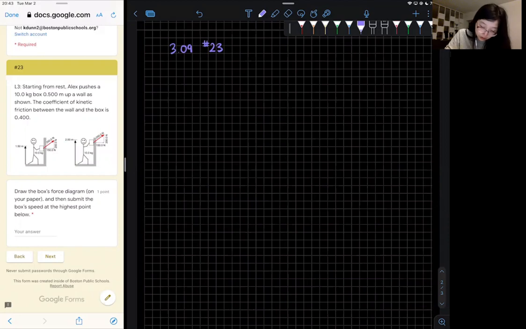This is 3.09, number 23. So Alex is pushing a 10 kilogram box some distance up a wall, and the coefficient of friction is given.